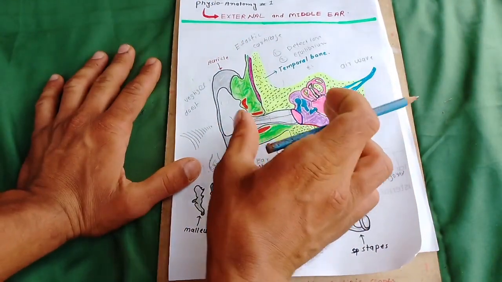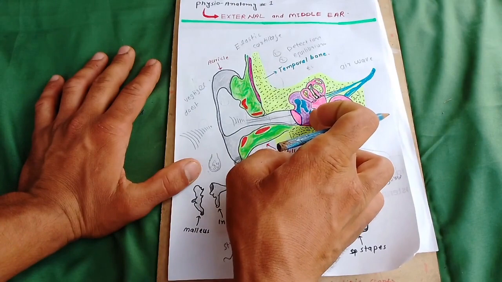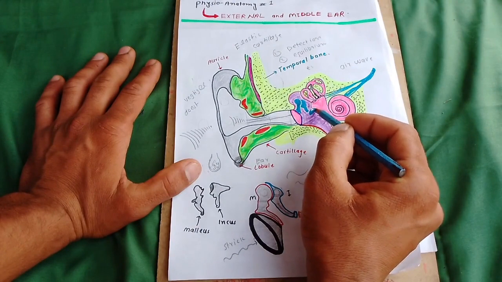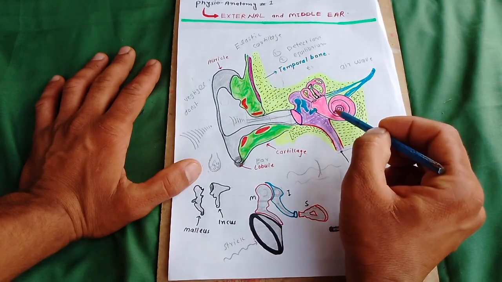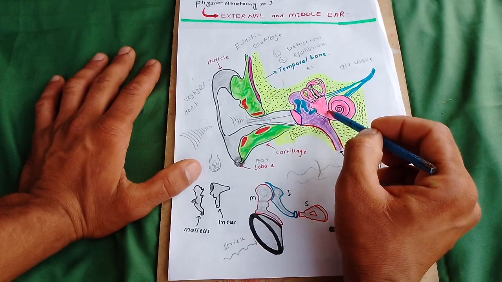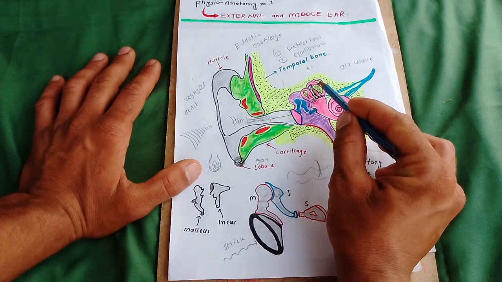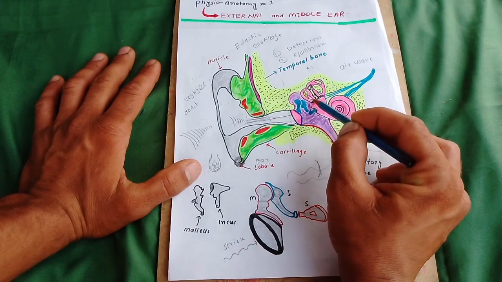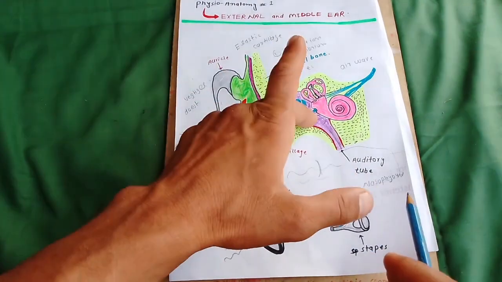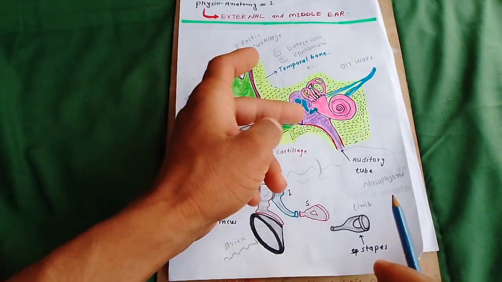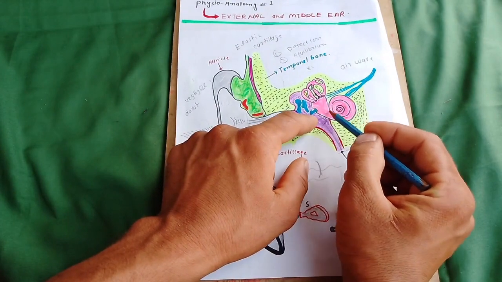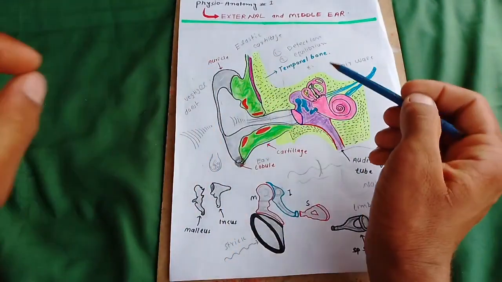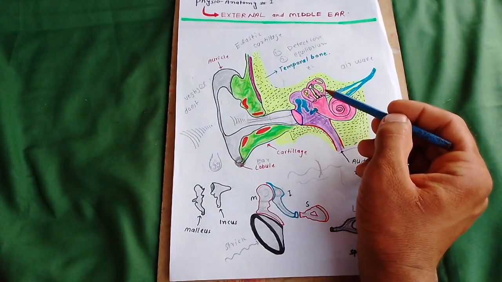There are two main functions. The function of the external ear and the middle ear is to collect and transmit the sound up to this point. But the function of the internal ear is to detect and perceive the sound, carry signals to the brain, and regulate body balance to bring the body into equilibrium.